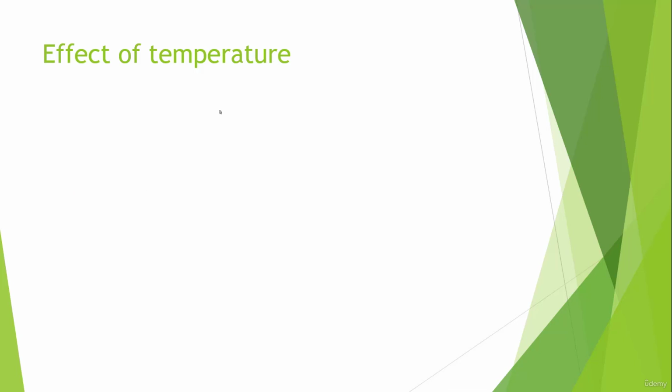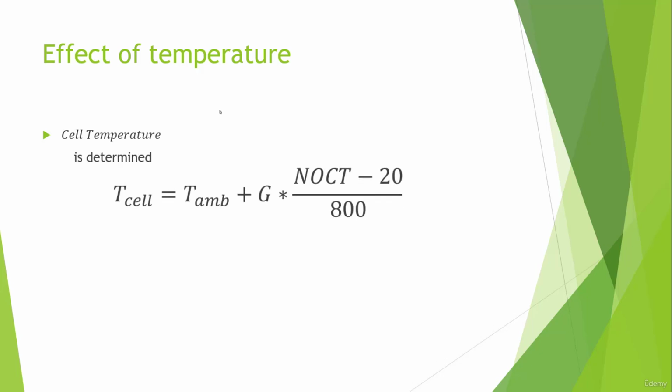The last but not least parameter you need to take into account before taking the effect of temperature is the cell temperature. Basically, the cell temperature is going to vary from the surrounding temperature, as it is affected by two things: the solar radiation and the surrounding temperature. So the cell temperature is determined by this equation: T cell equals T ambient, or the surrounding temperature, plus G, or the solar irradiance, times NOCT minus 20 over 800.